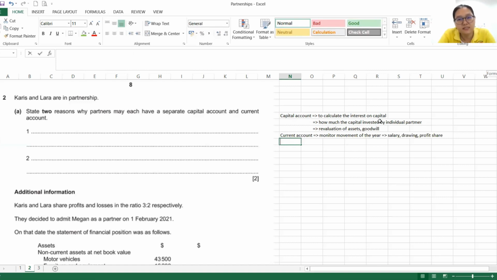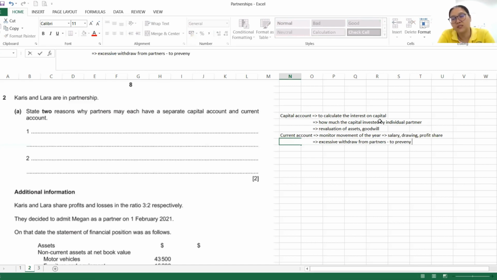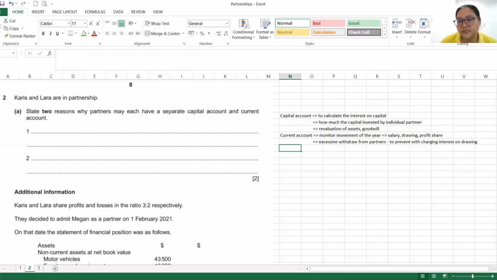So if we see from the current account that there is excessive withdrawal from the partner, we will try to prevent it by charging interest on the drawing. So that could be the reason we use to separate the capital and the current account.